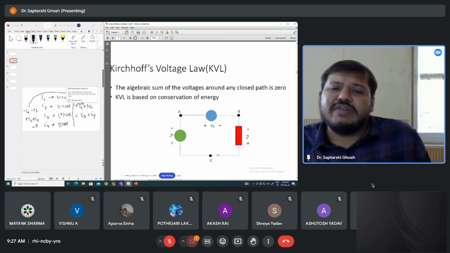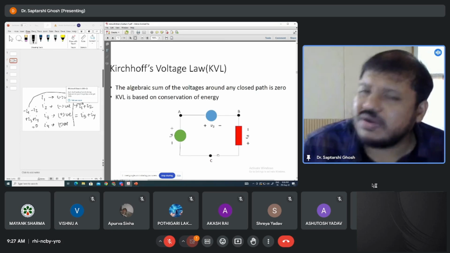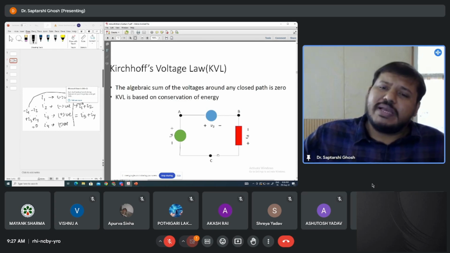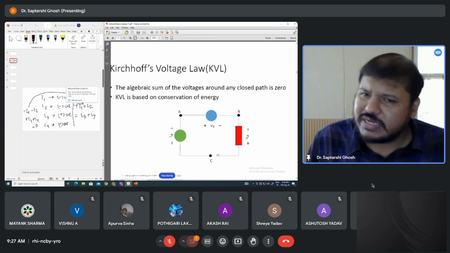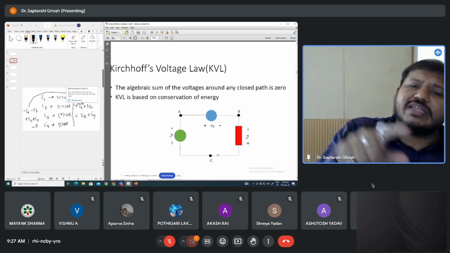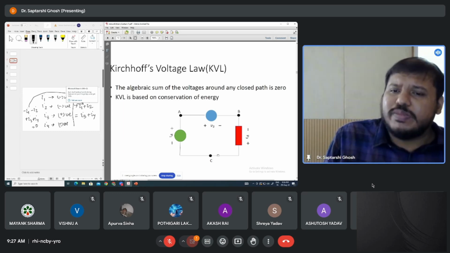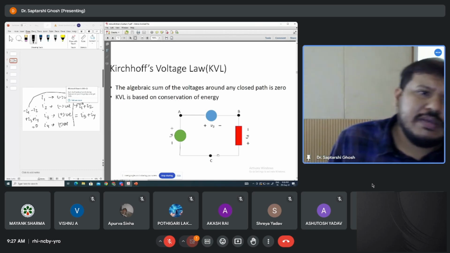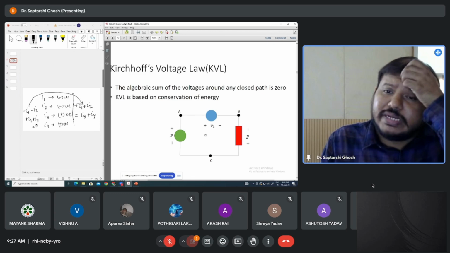So here in KVL, whatever energy is being delivered by a particular element, the same energy will be absorbed by the elements that are there to absorb that energy. So that is the conservation of energy. If you take the sum in a particular loop, that will be equal to 0. Okay, we are talking about energy, and let us see how KVL looks and how it is related to energy.